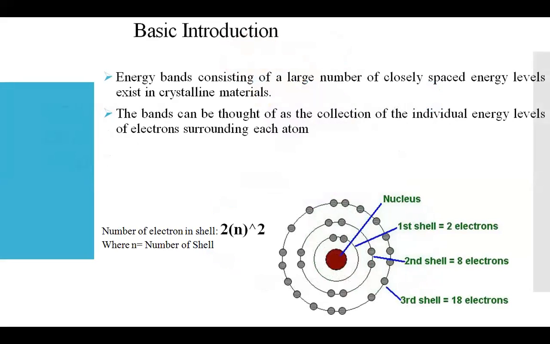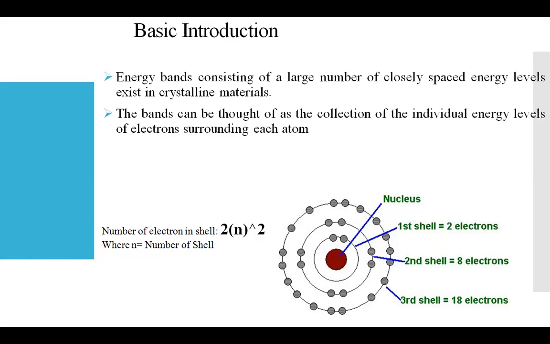Now, the basic introduction. Whatever energy band model we derive for a semiconductor, insulator, or conductor material, we identify the atoms and the energy band based on the number of electrons. An energy band consists of a large number of closely spaced energy levels that exist in a crystalline material, and this applies to all types of materials we use in our construction.